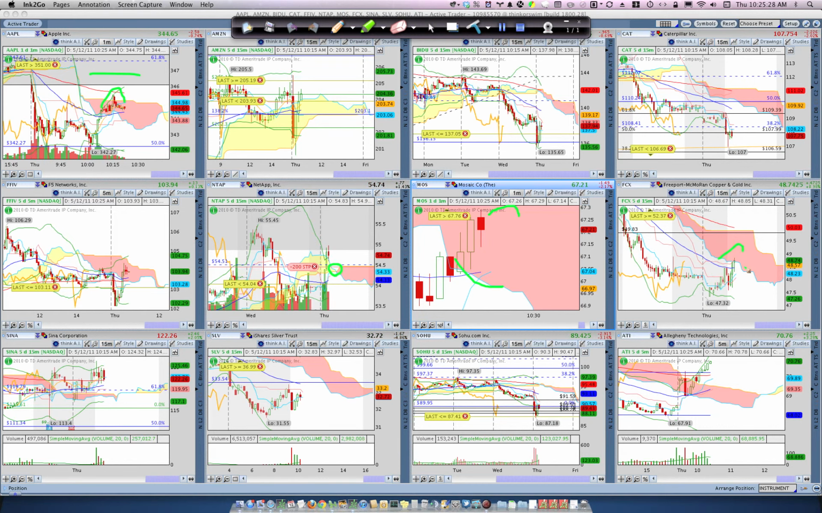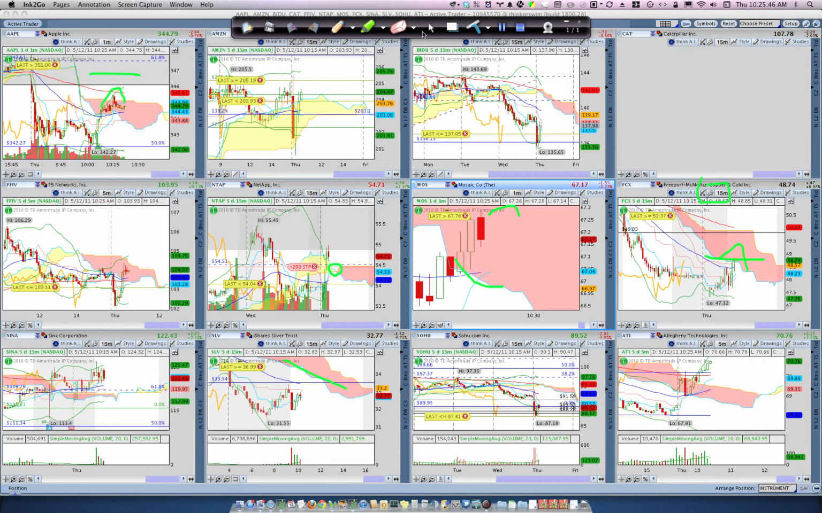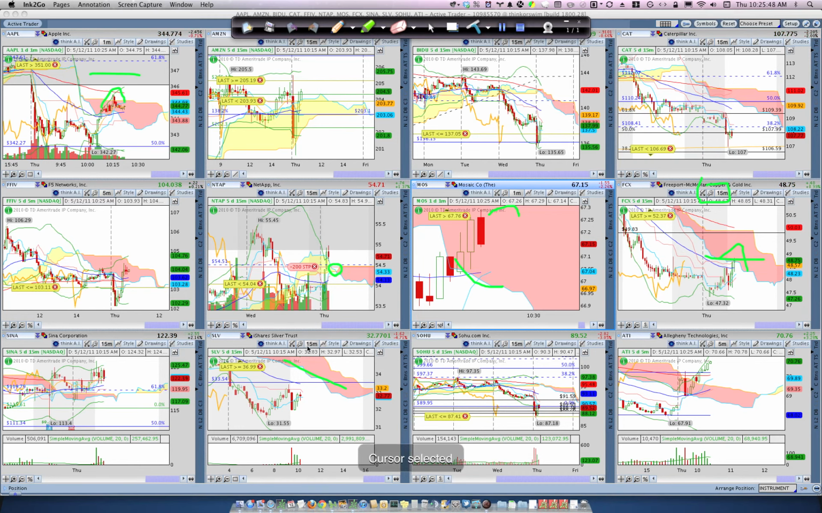FCX, you can see that on the 15-minute chart is where you're finding resistance. Sohu was a good trade this morning. I was trading it on a narrower time frame, 1 minute. Let's look at silver. Silver, 15-minute. Challenge is going to be there. Let's look at the 5-minute time frame.